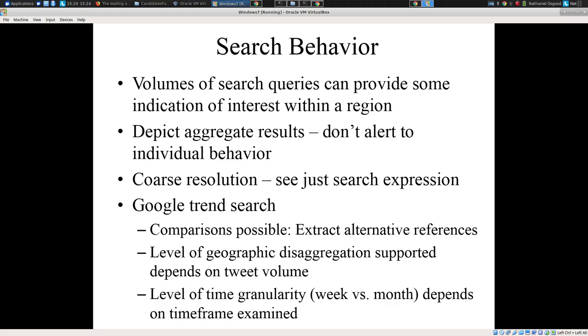These are aggregate results. They don't relate to a particular individual. If we see 100 submissions of a query, we don't know whether it's one person submitting many, many times or whether it's 100 different people submitting. It's comparatively coarse resolution in terms of what it provides us. We see the search expression, but not what lies behind it in terms of fuller understanding of their interests. And we're seeking here to leverage the trend information for particular engines. We're going to be taking a look specifically at Google Trends as a source here because of its rich data, bearing in mind it's not the only search engine out there.